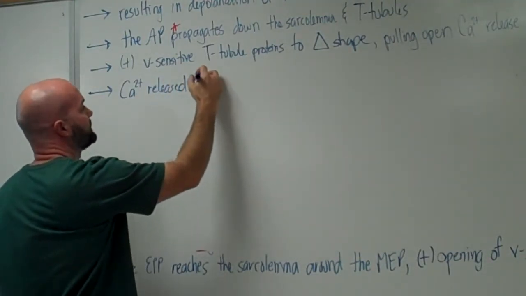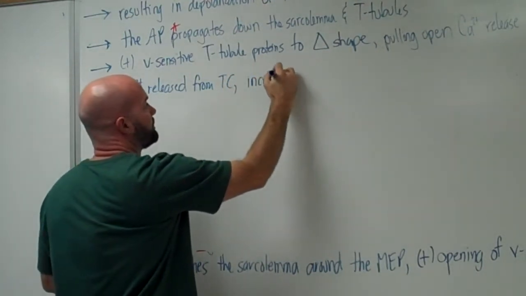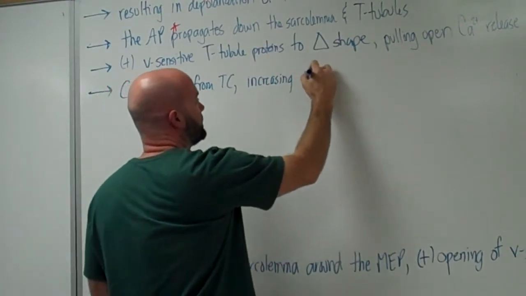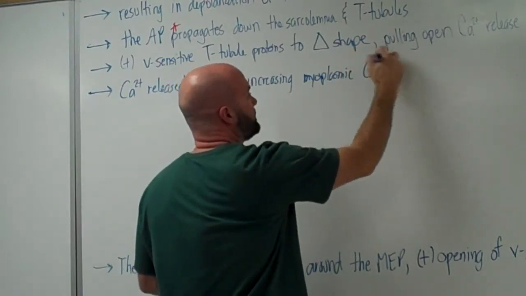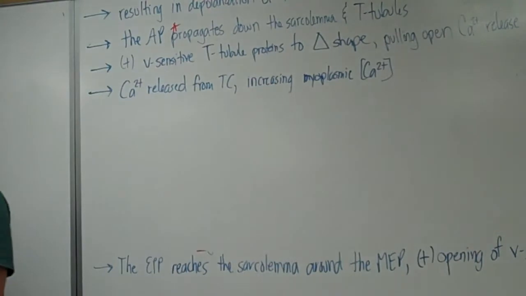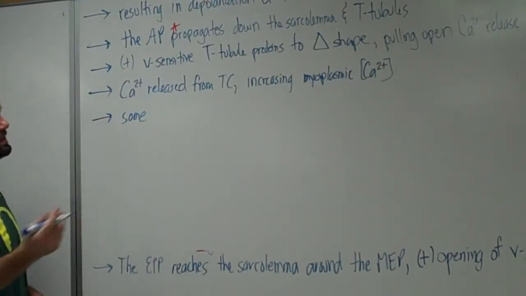Calcium is released from the TC, increasing cytosolic, myoplasmic, sarcoplasmic calcium concentration. Brackets means concentration. Calcium is really going to do two things. First, get the rest of the calcium released, and then all of it bind to troponin. So we can talk about getting it all released first and then binding to troponin.